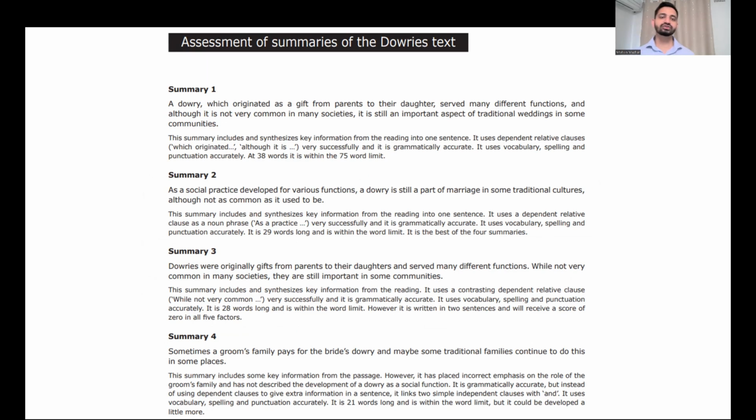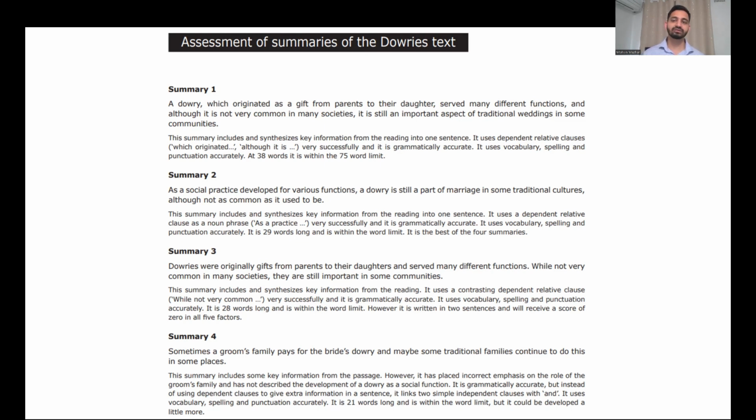This summary includes and synthesizes key information from the reading into one sentence. So it is one sentence, that's a good thing, and it's giving you key information, that's a great thing so far. It uses dependent relative clauses, "which originated", a dowry which originated, and it's also using "although it is", another conjunction, very successfully, and it is grammatically accurate.